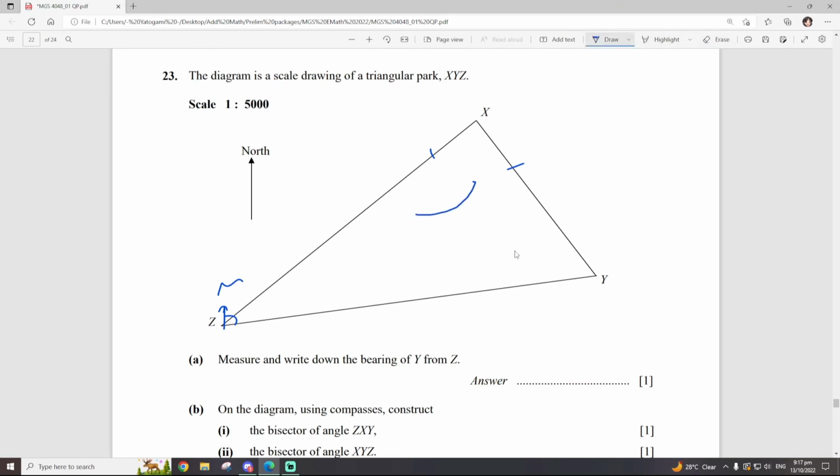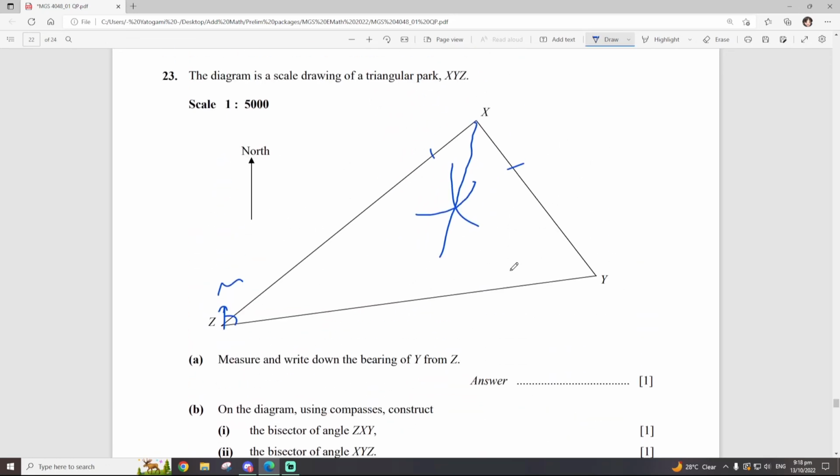Then on the other side, make sure that you push out to the same distance, so it will be somewhere here. Something more like that. And then the intersection point, wherever it is, that will be on the angle bisector. So you can draw the line through it. Okay, there you go.